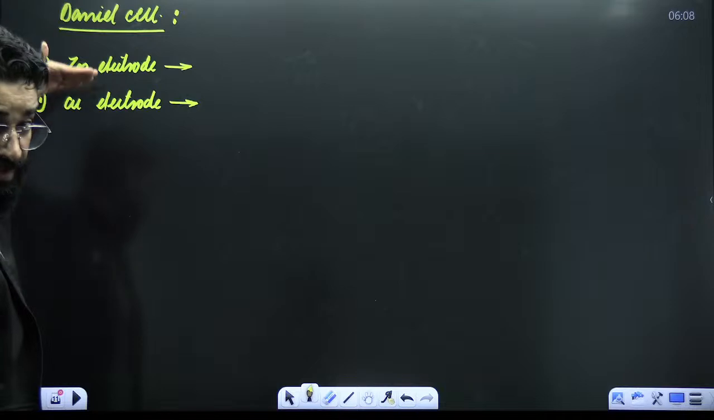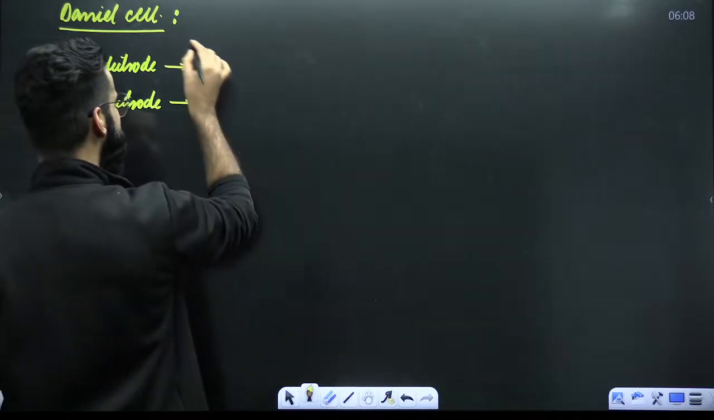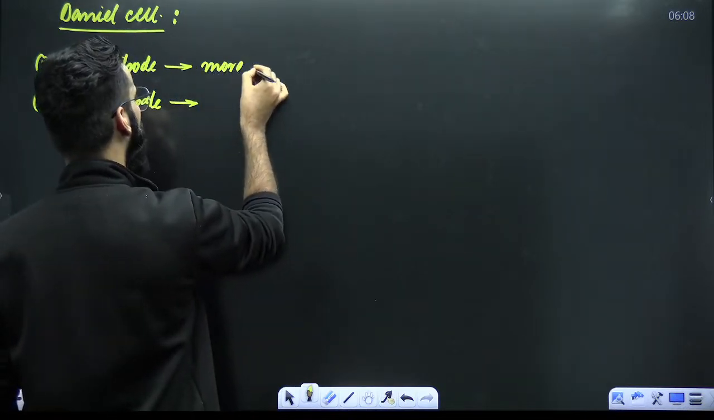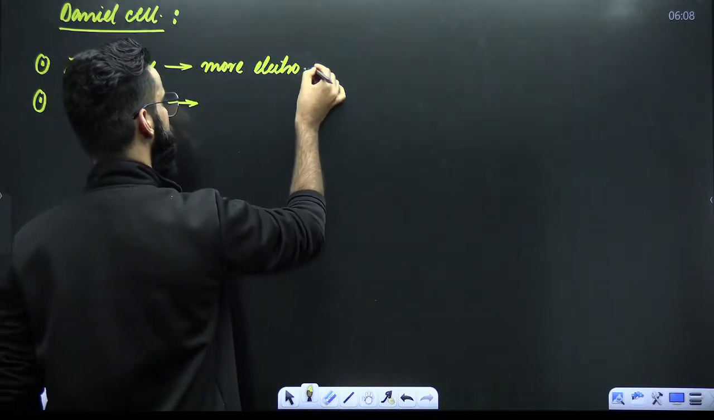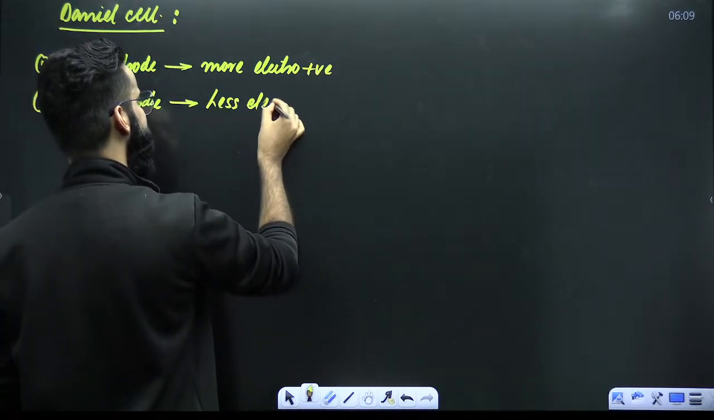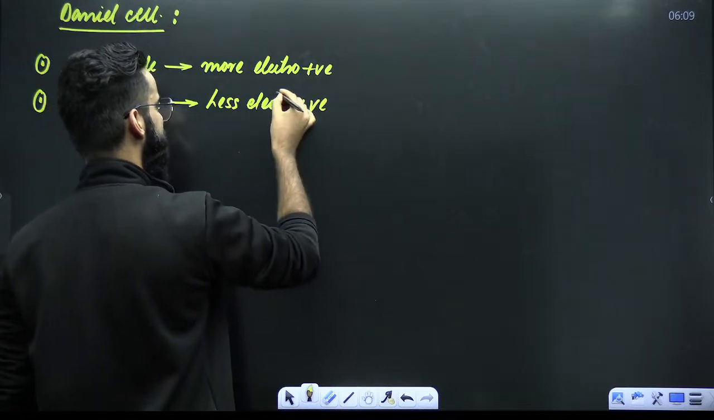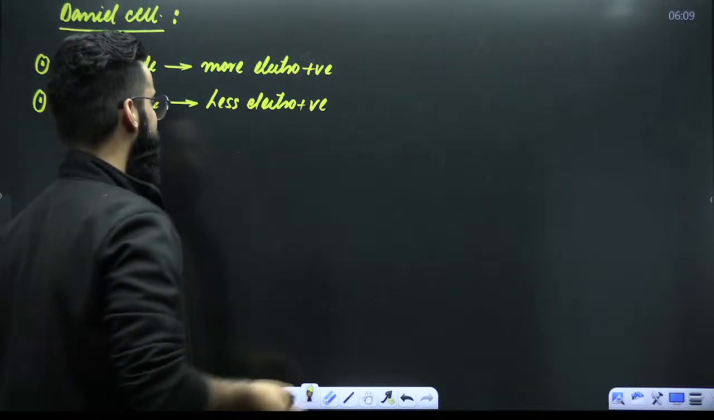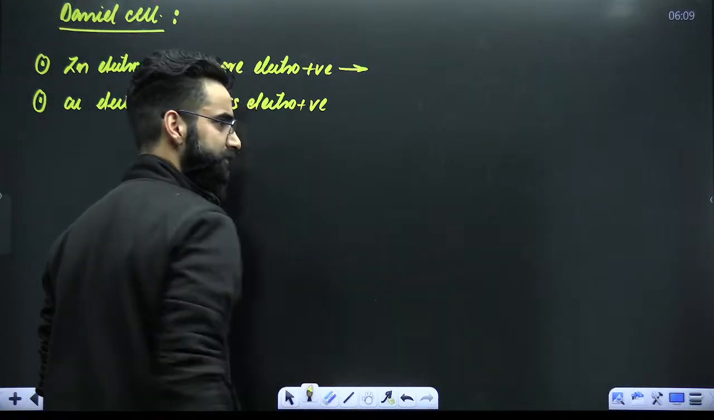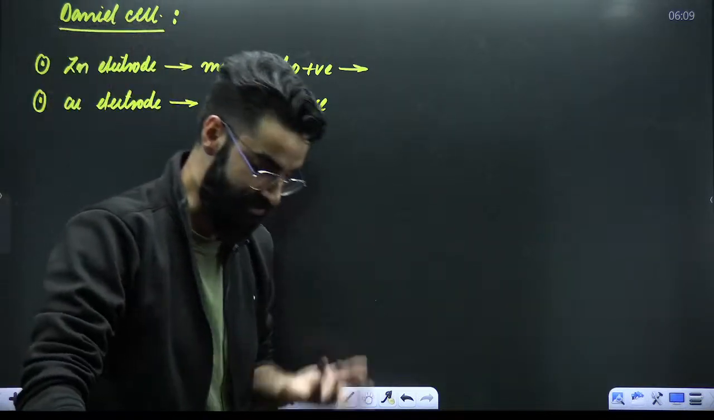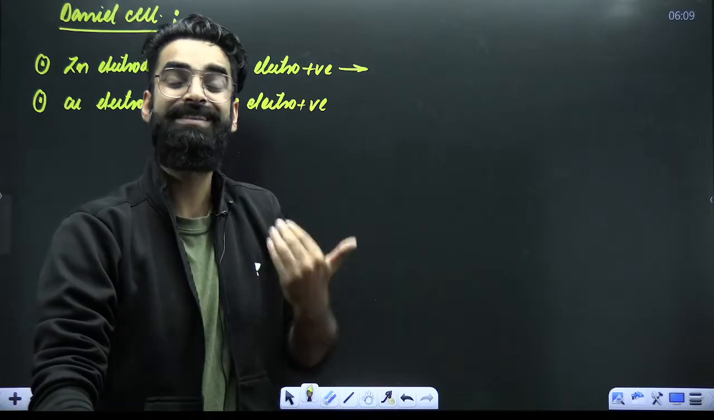Now, my dear students, if I compare zinc and copper, let me tell you, zinc is comparatively more electropositive than copper. If zinc is more electropositive, what is it going to do? It's going to lose electrons. An electropositive metal, an electropositive element, what does it do? It has the tendency to lose electrons.